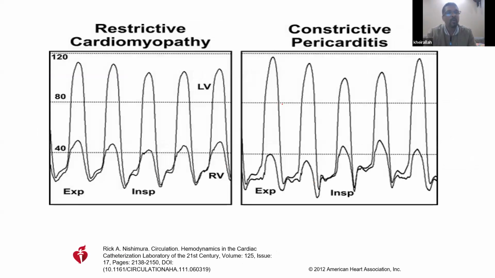Now look what we have here. Restrictive cardiomyopathy and constrictive pericarditis. What is this? This is an LV, RV pressure tracing. We call it simultaneous because they are taken at the same time with two catheters.